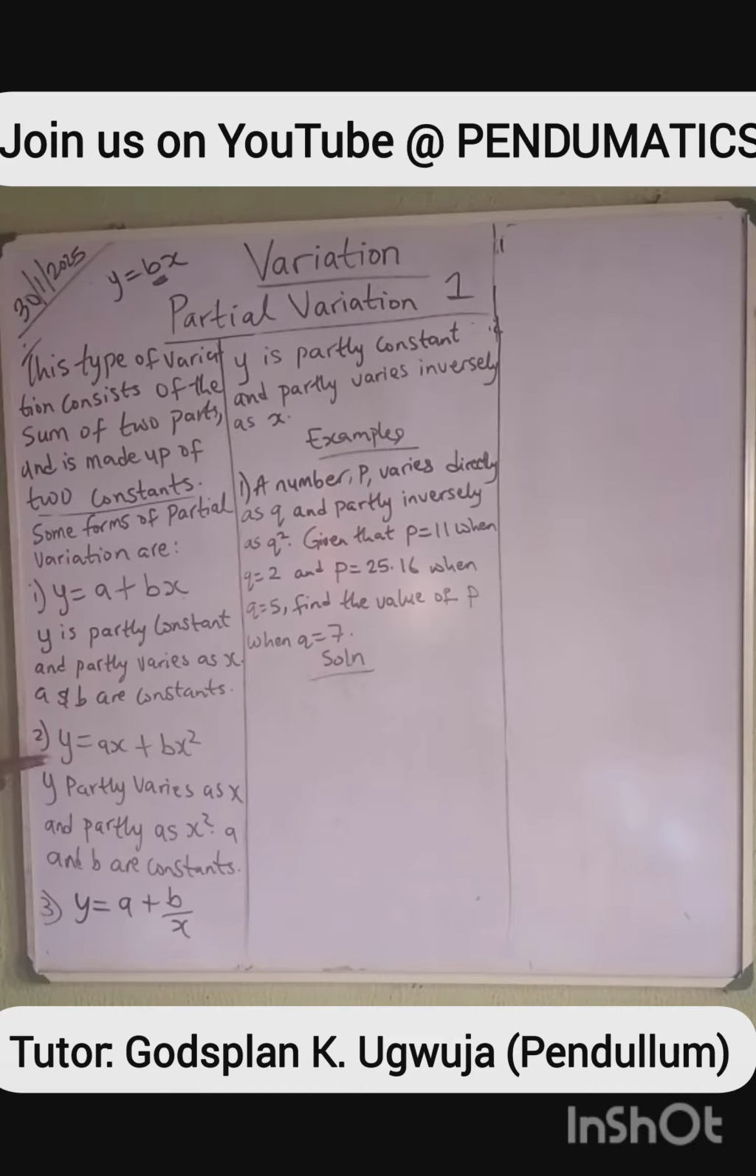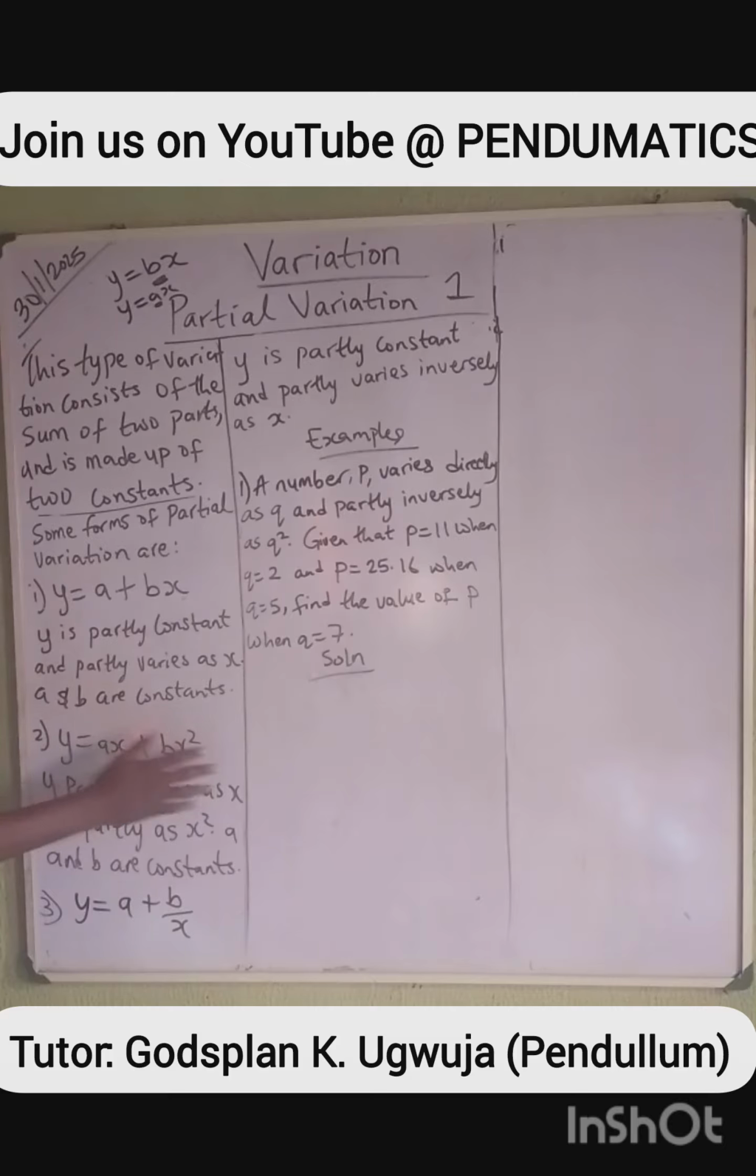So for this case, we say y partly varies directly as x. This first part now means that y partly varies directly as x. It's like writing y is equal to ax. Remember that b and a are constants, like we've said. So only this first part now is like saying y varies directly as x. Although here we say it's partly because there are 2 parts. So this is 1 part, this is another part. So y varies partly as x, and also partly as x squared. Y varies partly directly as x and partly directly as x squared.